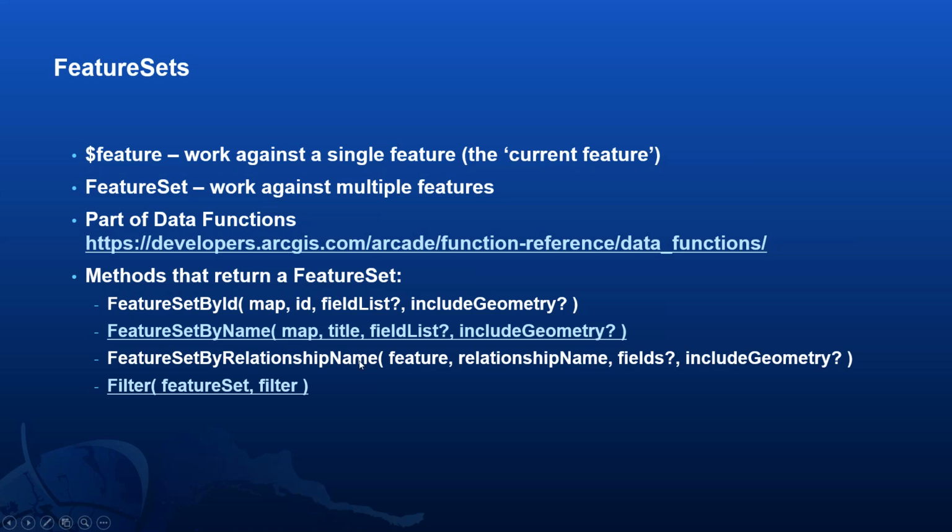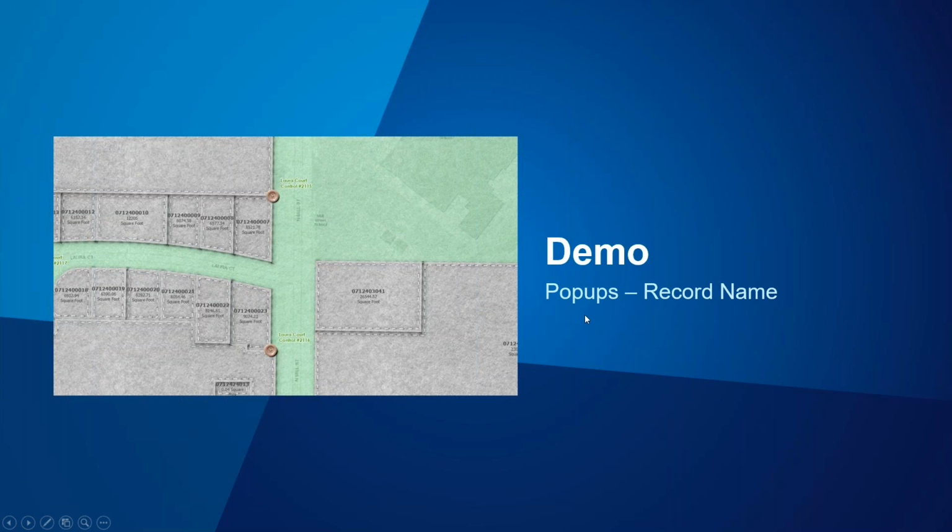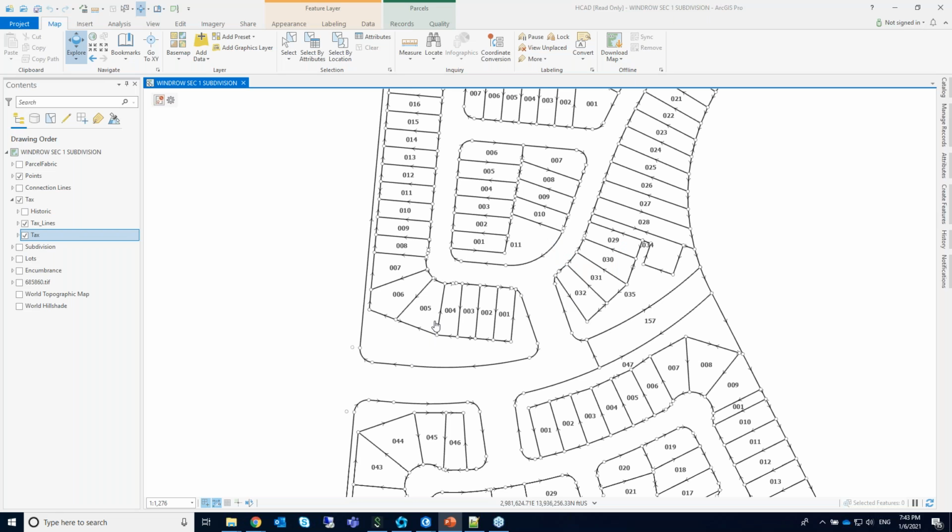There's a feature set by relationship name, and that's useful, we'll see soon, to get the record name. And there's also the filter, which allows you to put SQL queries on tables. So think about it as basically kind of a table that you get back. The next thing I want to show is how we can use Arcade in pop-ups, which is also great.